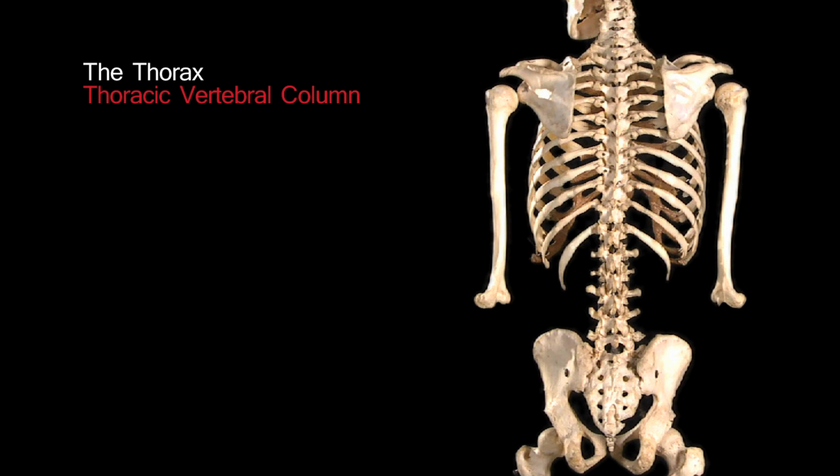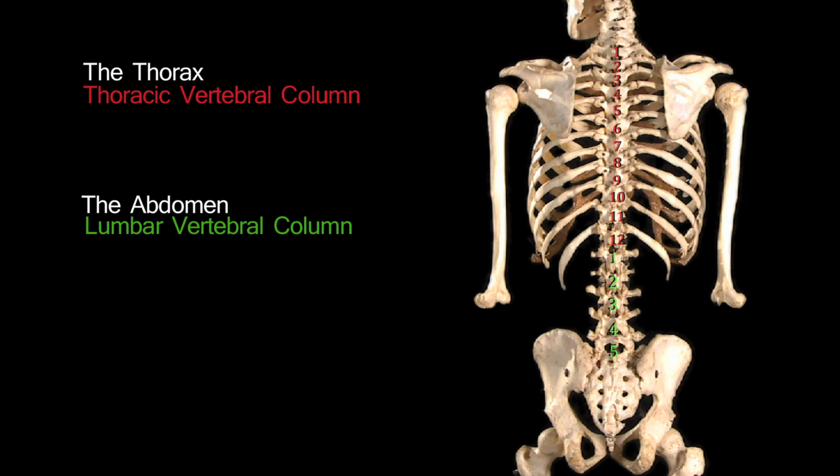In the thoracic region, the vertebral column is referred to as the thoracic vertebral column and is made up of 12 thoracic vertebrae. In the abdomen, it's called the lumbar part of the vertebral column and is made up of 5 large lumbar vertebrae. And in the pelvis, it is referred to as the sacrococcygeal part of the vertebral column. The sacrum is a single bone, but in fact it represents a fusion of 5 individual vertebrae.